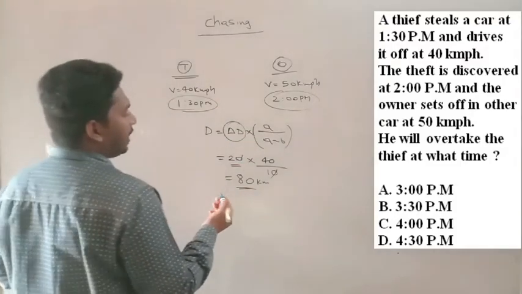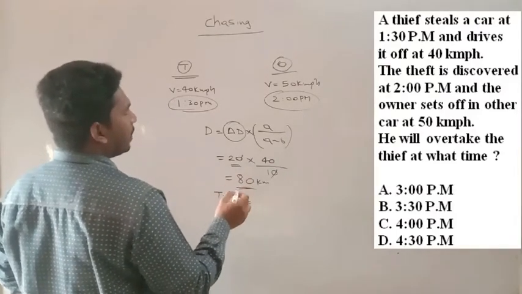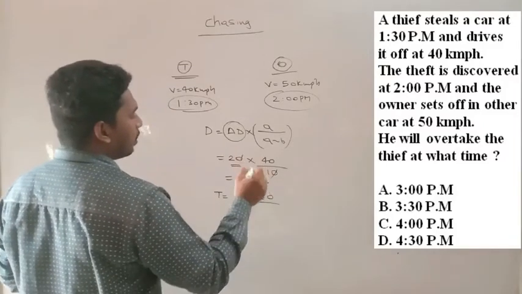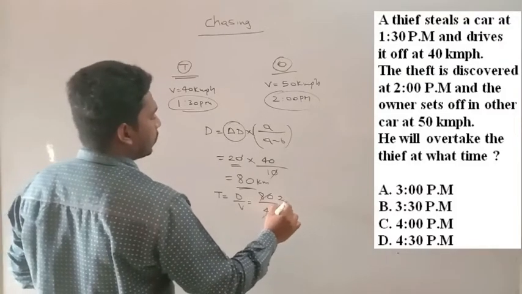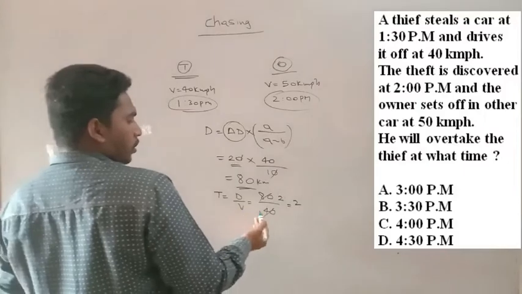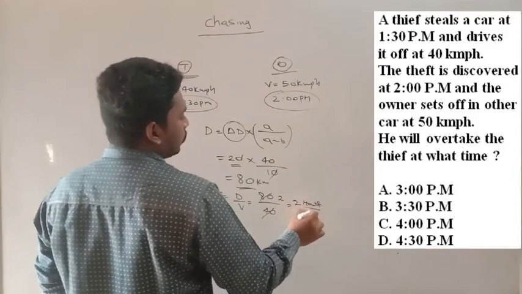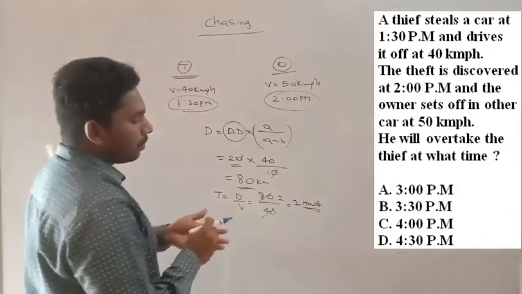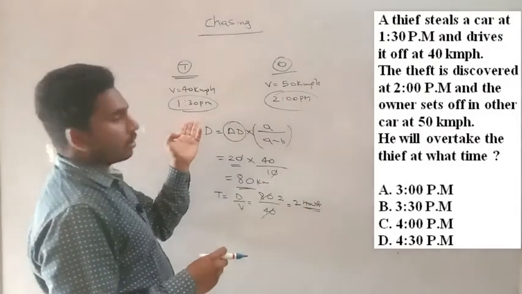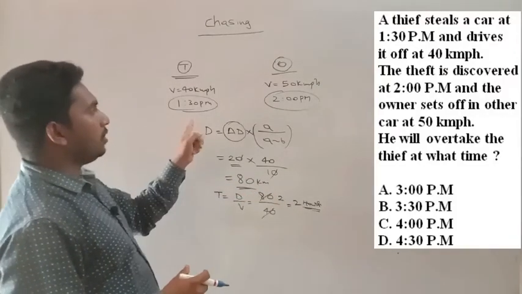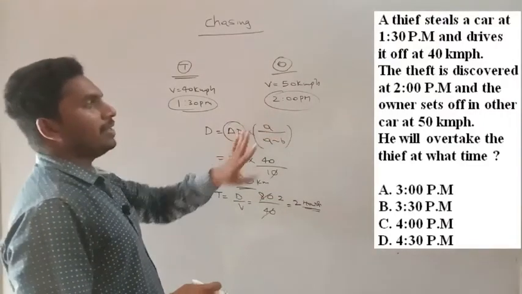In order to find the time, time is equal to distance by velocity, right? So the distance traveled by the thief is 80 and his velocity is 40, so 40 twos are 80, this will be 2. The velocity is in kilometers per hour and this is in kilometers, so this will be 2 hours, right? This 2 hours you have to add either to this or to this. If you add 2 hours to this, the answer will be 3:30 p.m. and if you add this to that, that will be 4 p.m.